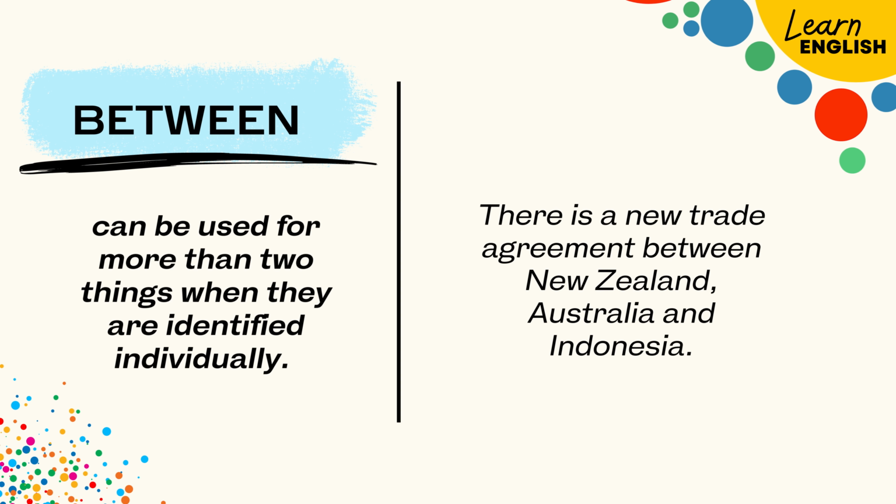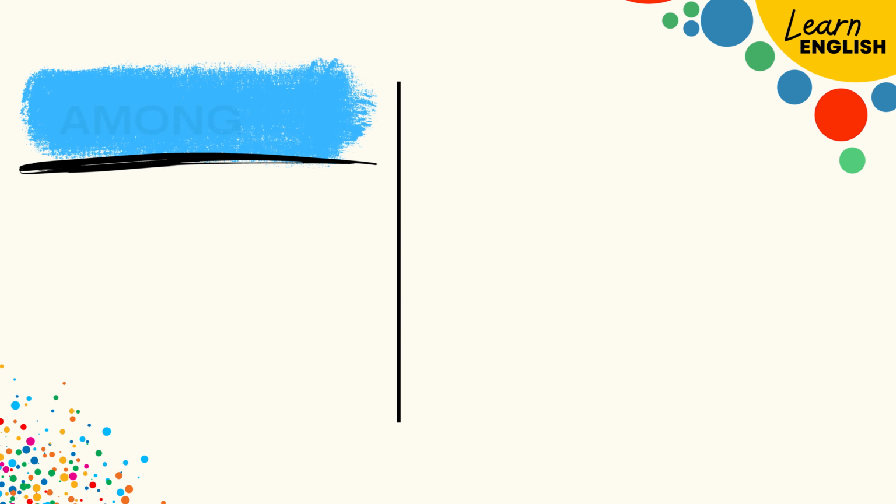Between can be used for more than 2 things when they are identified individually. There is a new trade agreement between New Zealand, Australia, and Indonesia.